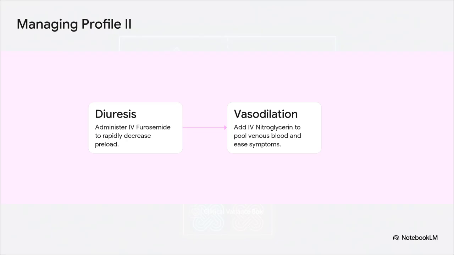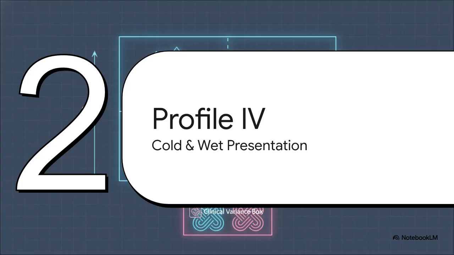Your absolute medical mandate here is strictly decreasing preload without compromising systemic perfusion. You've got to administer an IV loop diuretic, like furosemide, immediately. This relieves that congestion without tanking their forward cardiac output. Now, if they've got normal or severely elevated blood pressure concurrently, you have to immediately add an IV vasodilator, like nitroglycerin. This actively pools blood in the venous system, literally pulling it out of the pulmonary vasculature to provide rapid symptomatic relief.